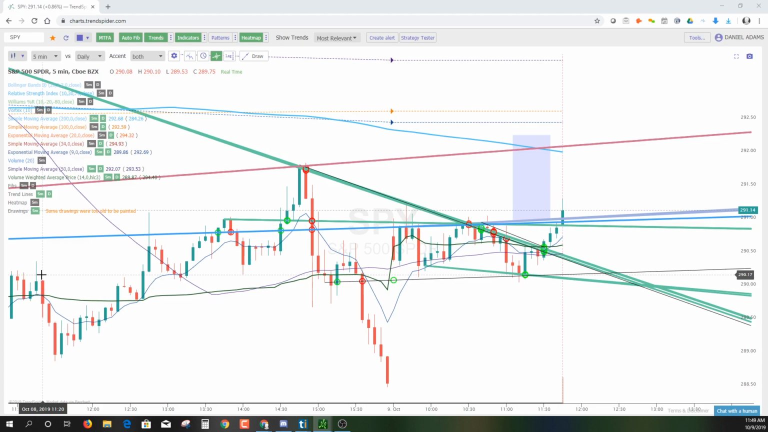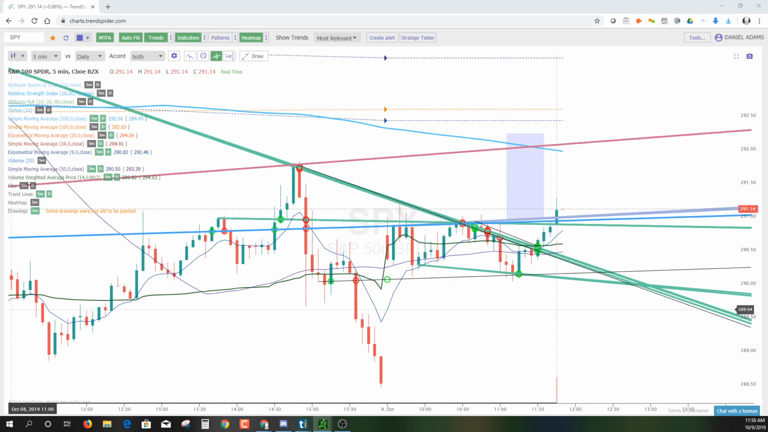Not seeing much action in the algorithmic high-frequency trading world. It's still very mellow. Very mellow out there. Would expect a little bit more, but the machines may be shut off until 2 o'clock.